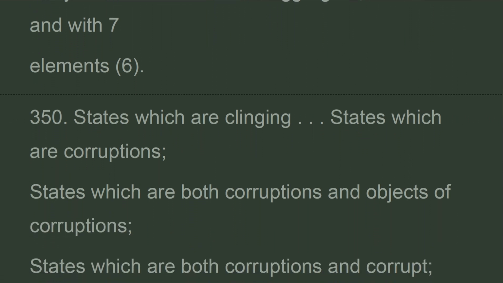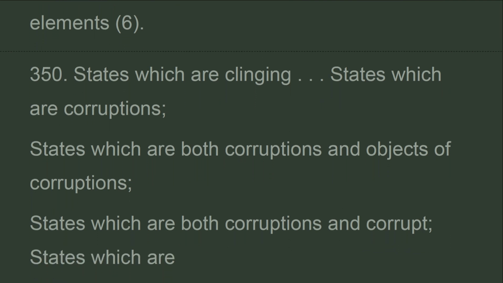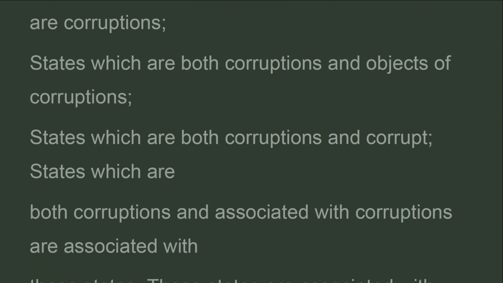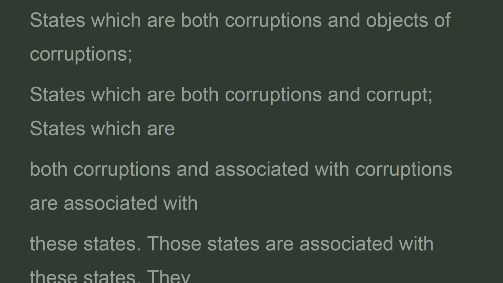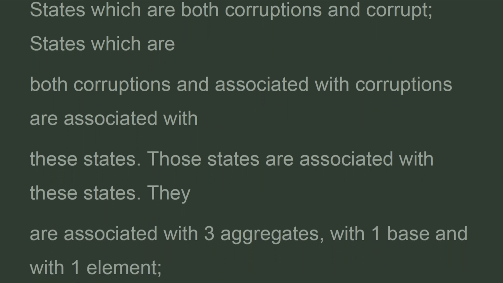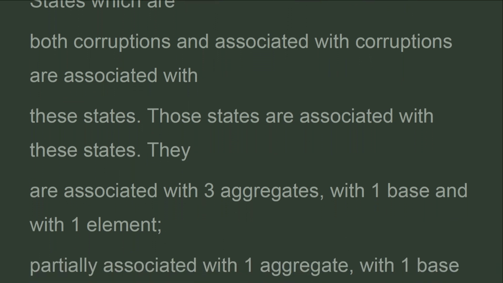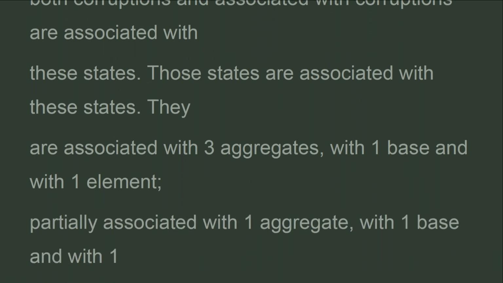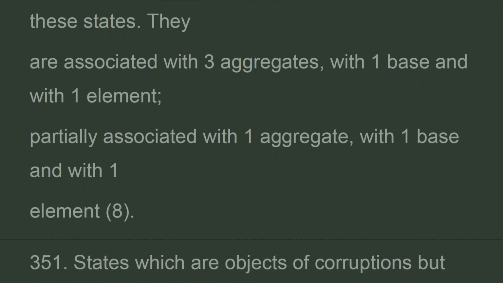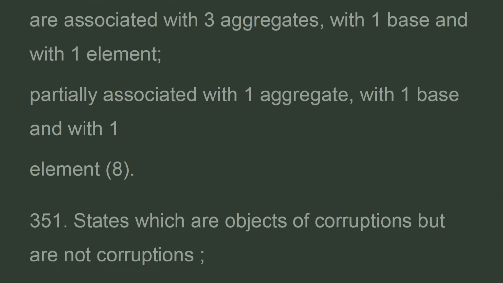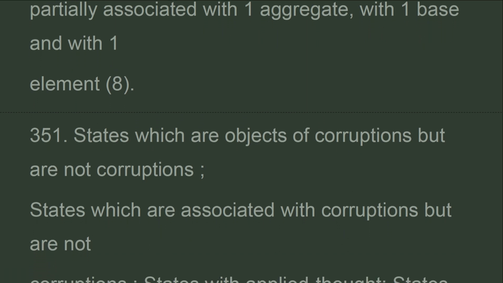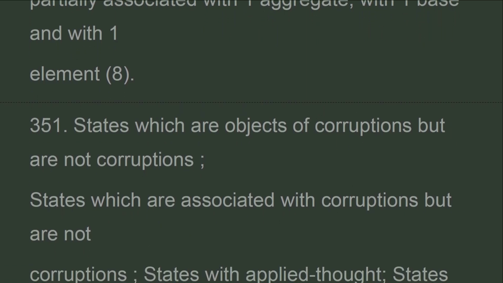350. States which are clinging, states which are corruptions, states which are both corruptions and objects of corruptions, states which are both corruptions and corrupt, and states which are both corruptions and associated with corruptions are associated with these states. Those states are associated with these states. They are associated with three aggregates, with one base and with one element. Partially associated with one aggregate, with one base and with one element.